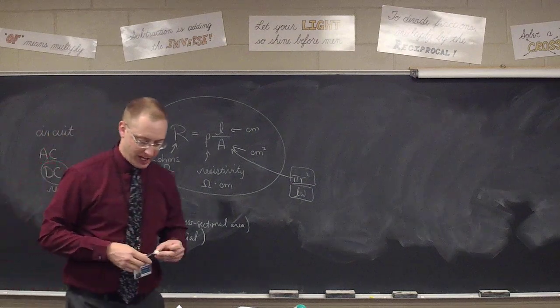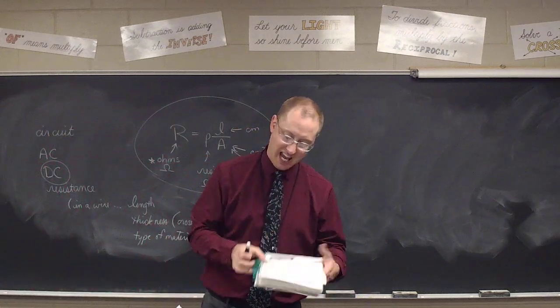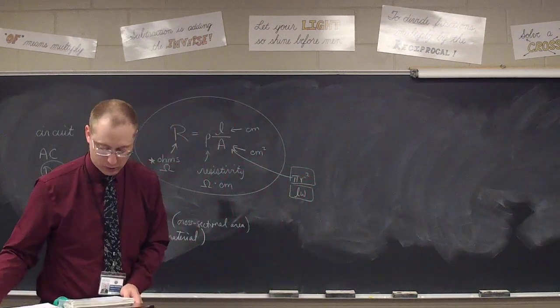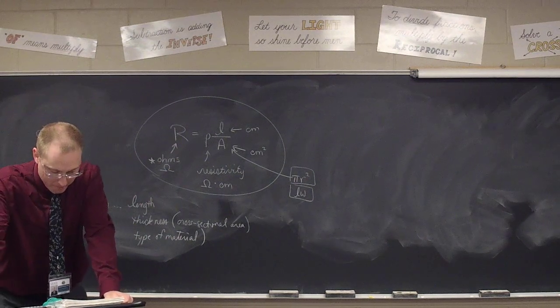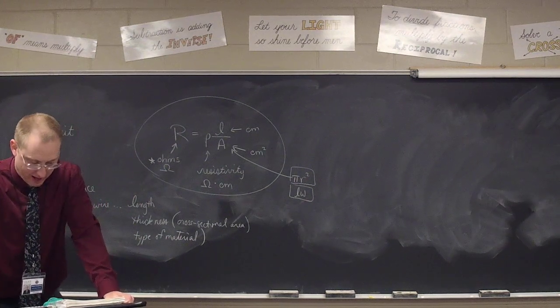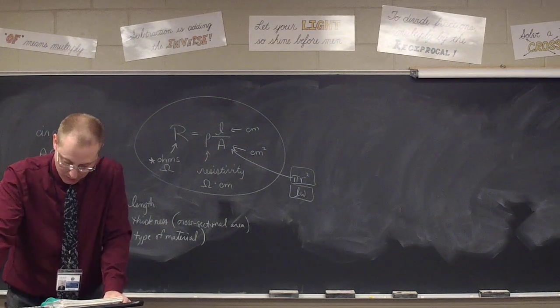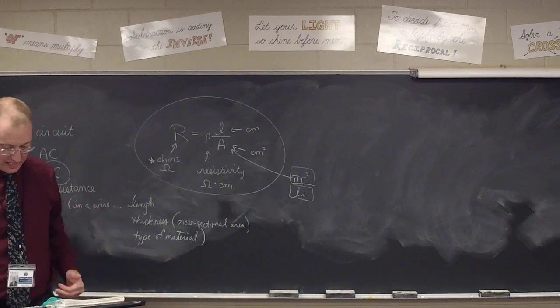Now, if you look at page 382 in your textbooks, you see a table of different resistivities. You notice your conductors all have low resistivities, E negative sixes, very small numbers. Platinum's a little higher, E negative five. Mercury, which is a liquid. Nichrome, E negative four. But these are all relatively low in the E negatives.